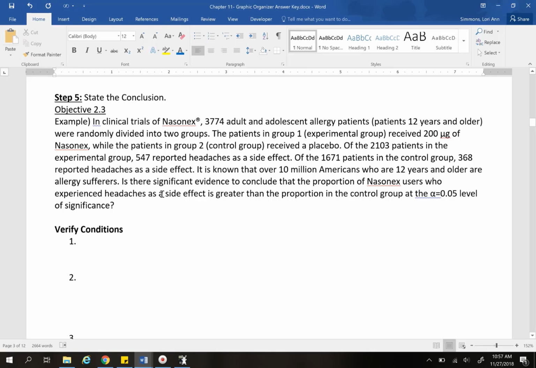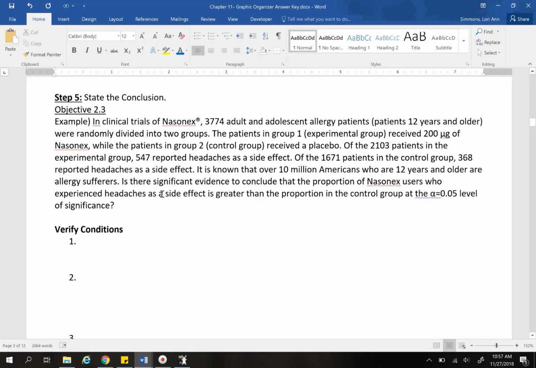It is known that over 10 million Americans who are 12 years and older are allergy sufferers. Is there significant evidence to conclude that the proportion of Nasonex users who experience headaches as a side effect is greater than the proportion in the control group at the alpha equaling 0.05 level of significance?